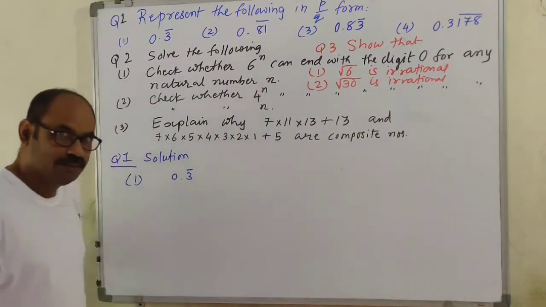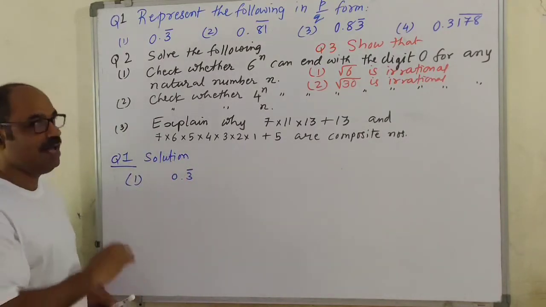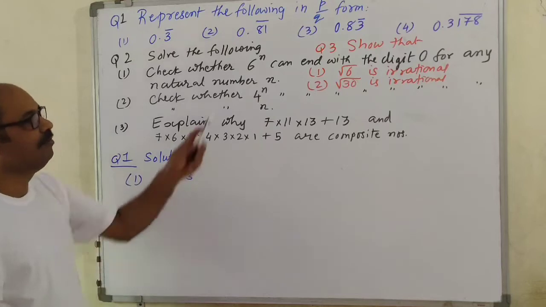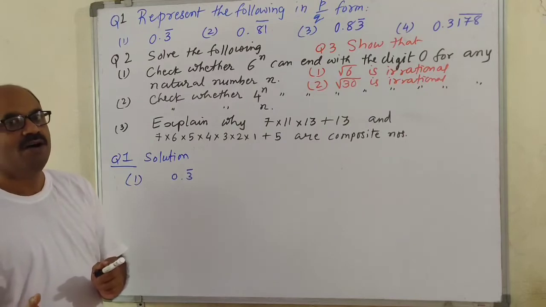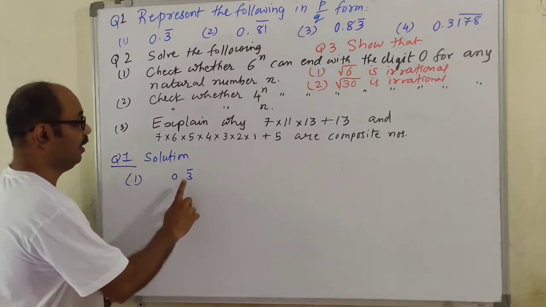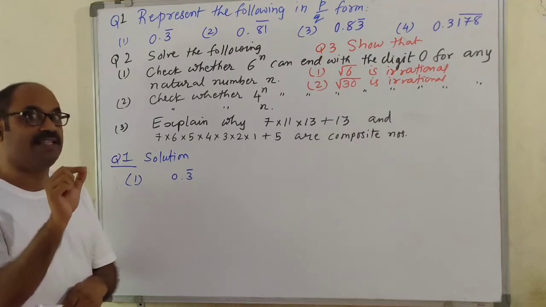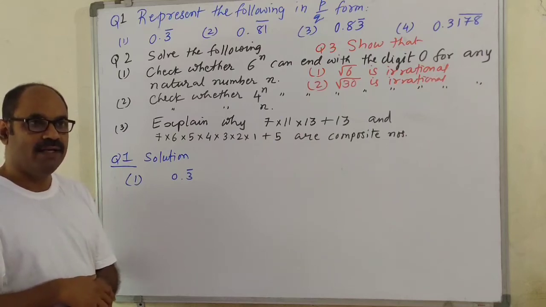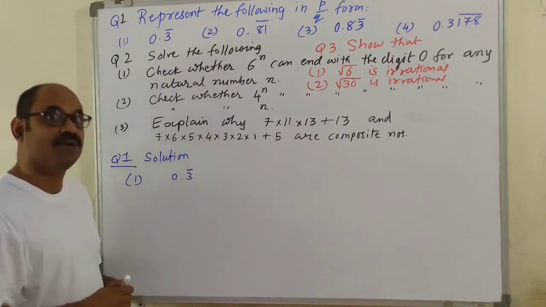Alright. Children, the value 0.3 bar has to be represented in P upon Q form. Now this is decimal form and this is P upon Q form. So we have to transform decimal form into P upon Q form, that is rational number form. How many digits are under the bar? Under the recurring bar, how many digits are there? 1, correct? Alright, you write double of that. 3 is recurring, so we'll write 3 2 times.